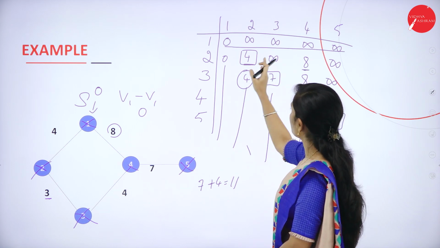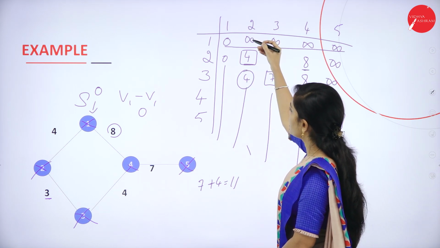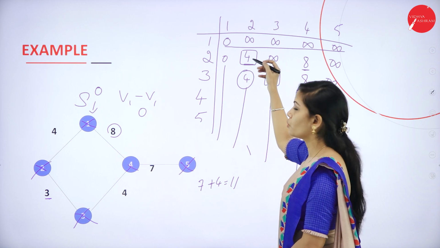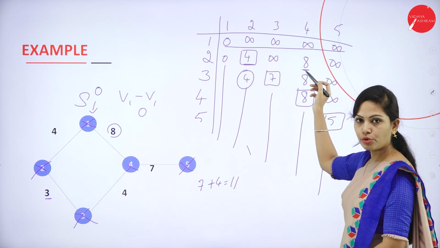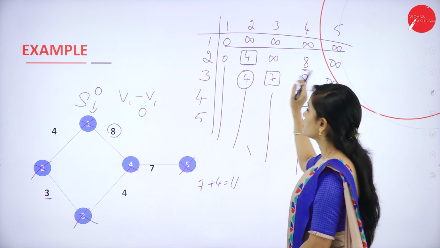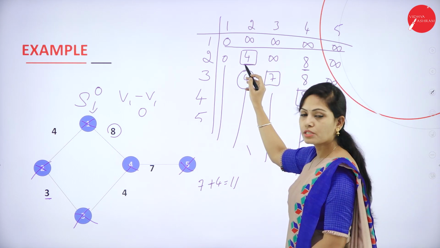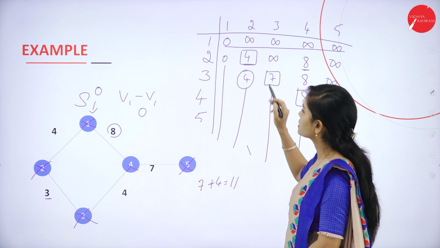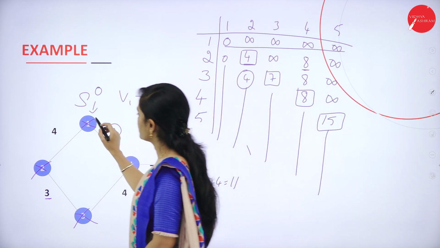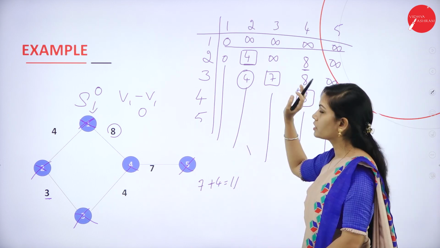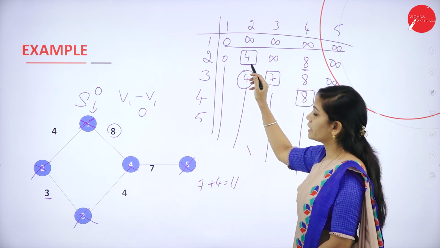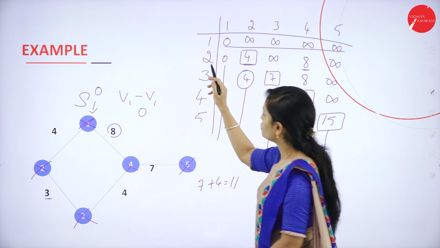Among these values, infinity is higher than 4, right? So I have written the least value. Infinity is also higher than 8, so I have written the least value. Among these values, the least is 4, so I have selected it. First I will scratch vertex 1, because I have already visited vertex 1. Now in the second step the least value is 4, and 4 comes under vertex 2.